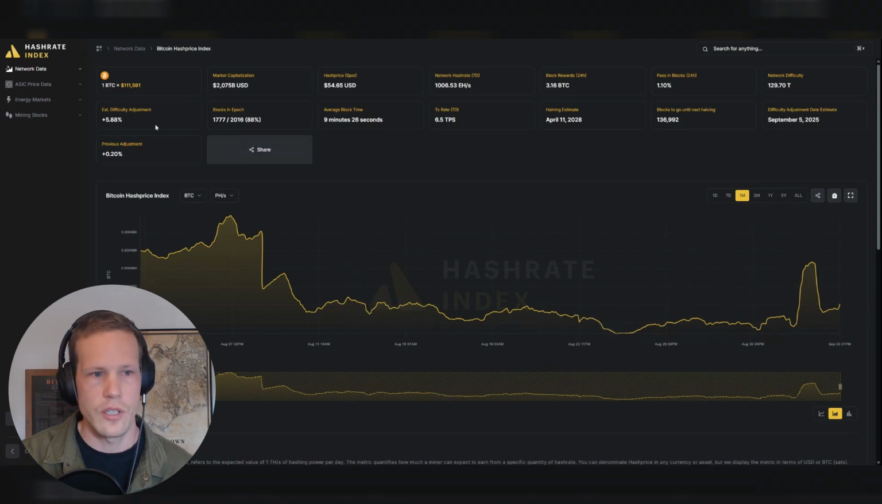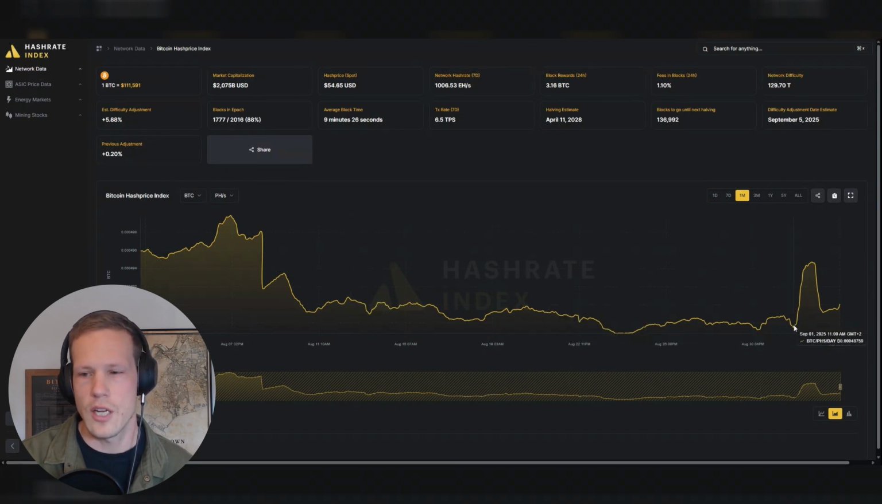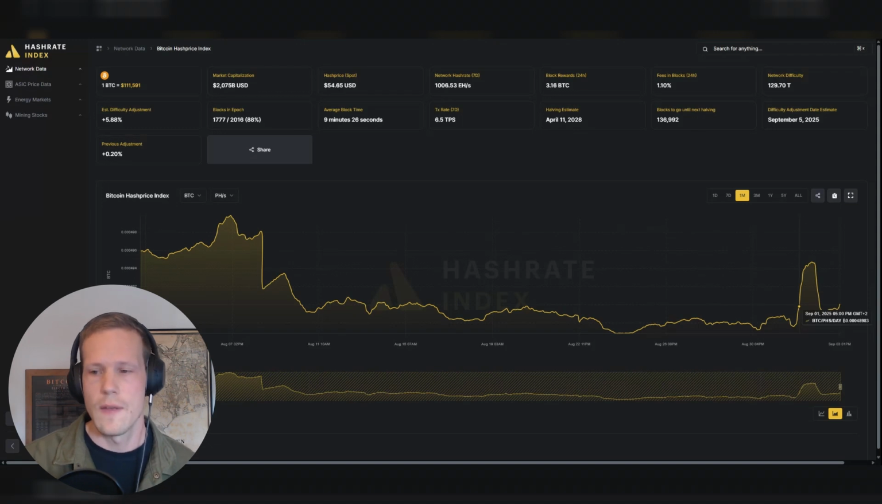Now, the last difficulty adjustment has not had a major dent, which is why there's probably less change. And here on September 1st, we can see that we had a bit of a fee increase, most likely, which had an increasing effect on the Bitcoin denominated hash price, which then quickly came back down again.